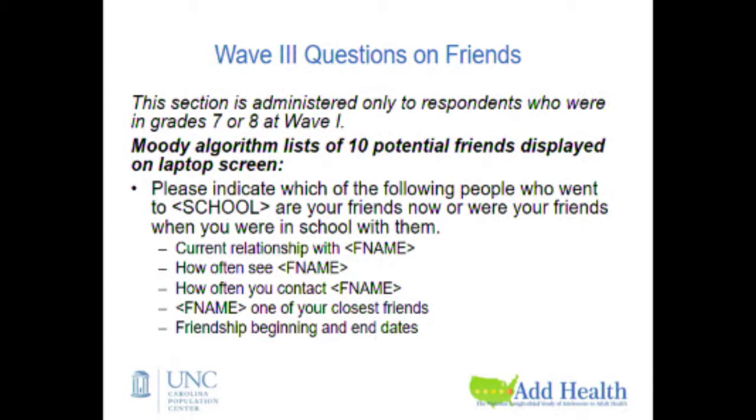But there are probably some other names in there that they really weren't friends with, did not nominate. So we present this list, and we say, please indicate which of the following people who went to school are your friends now or were your friends. And then we ask them questions. This was only asked of the 7th and 8th graders at wave 1. We thought it would make sense for those who more recently got out of high school. We could have asked it of everybody, of course, but there's always a time issue in terms of the survey. And these data are ripe for analysis.